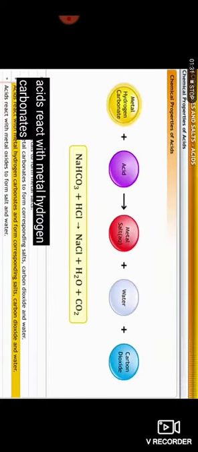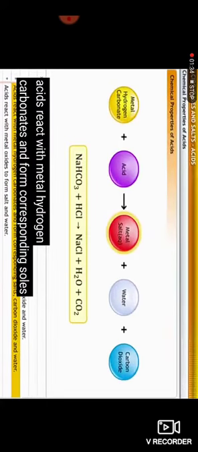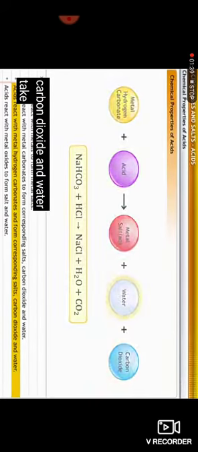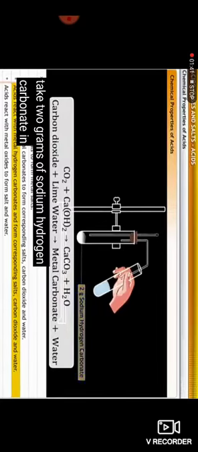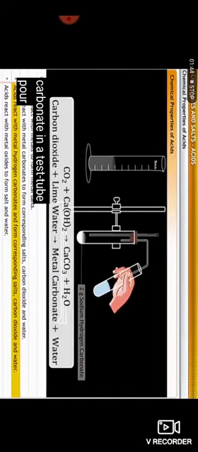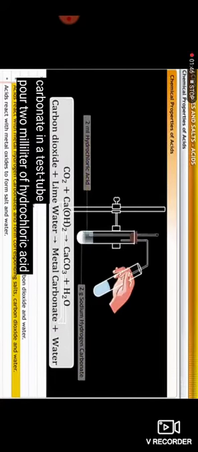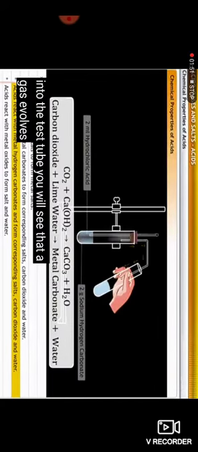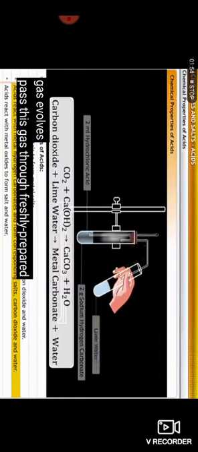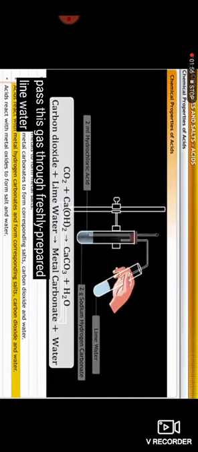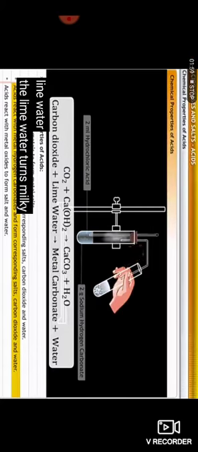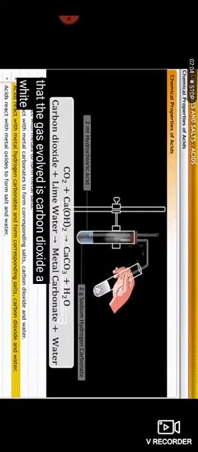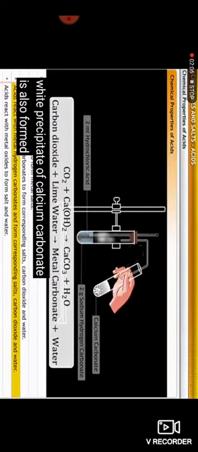Acids react with metal hydrogen carbonates and form corresponding salts, carbon dioxide and water. Take 2 grams of sodium hydrogen carbonate in a test tube. Pour 2 milliliters of hydrochloric acid into the test tube. You will see that a gas evolves. Pass this gas through freshly prepared lime water. The lime water turns milky, indicating that the gas evolved is carbon dioxide. A white precipitate of calcium carbonate is also formed.